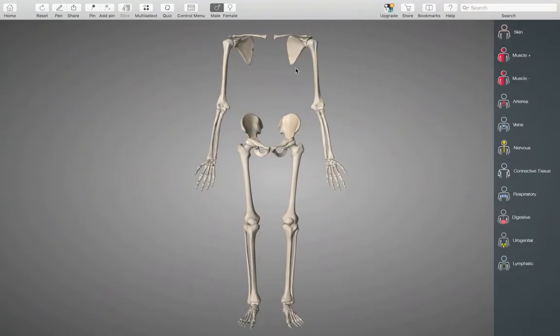So today we're going to talk about the appendicular skeleton. Now I'm without my mouse, so we're going to do this the best we can.